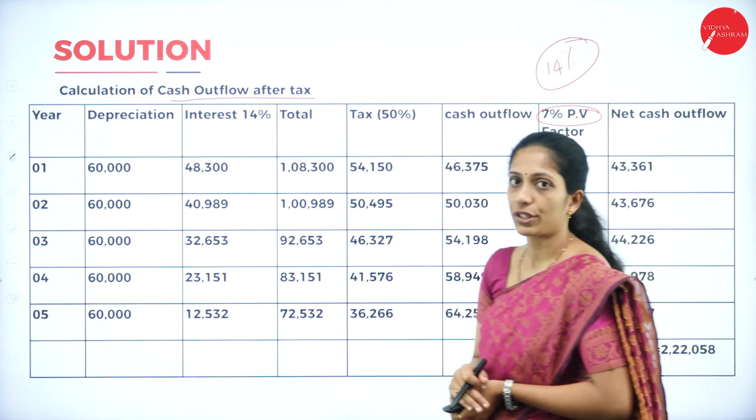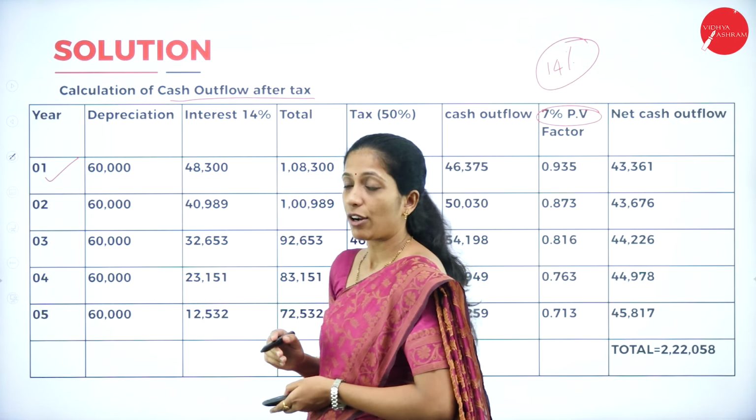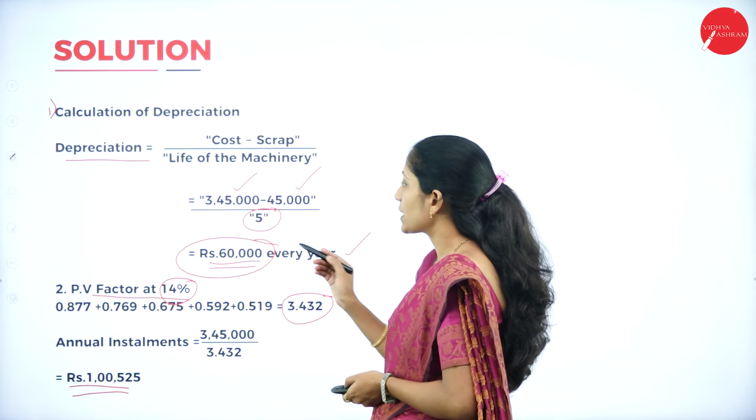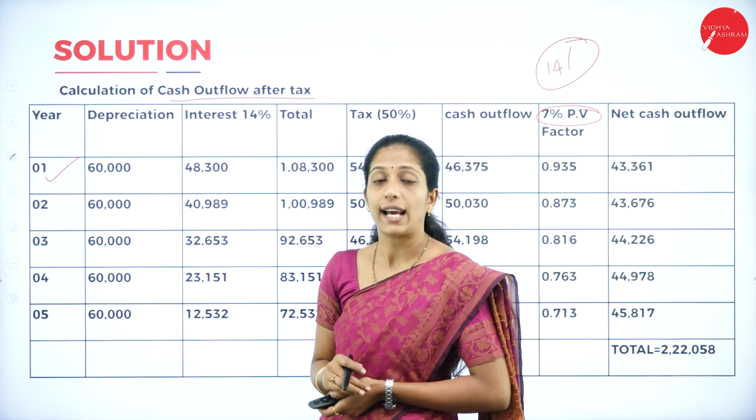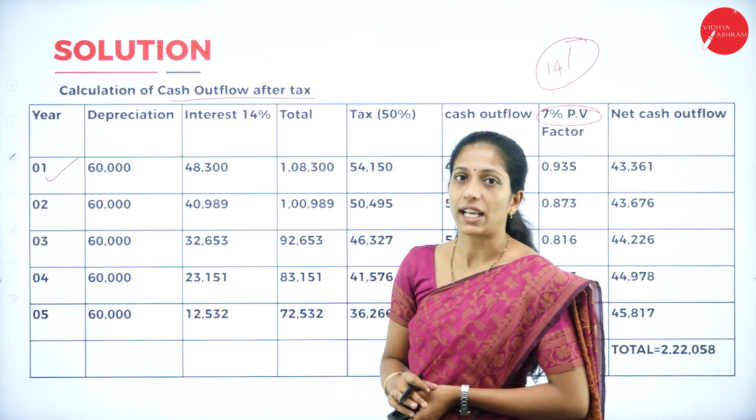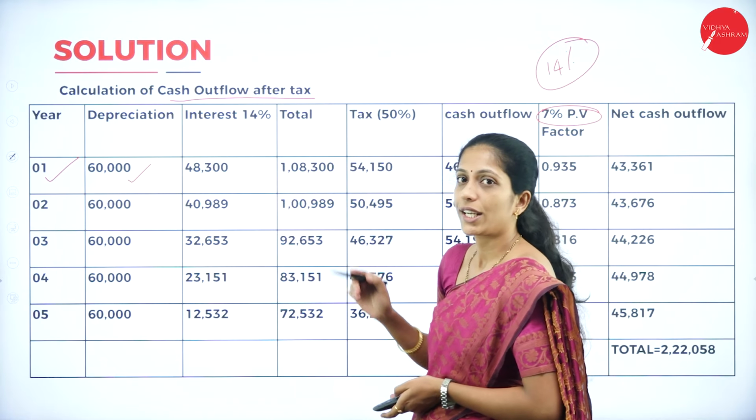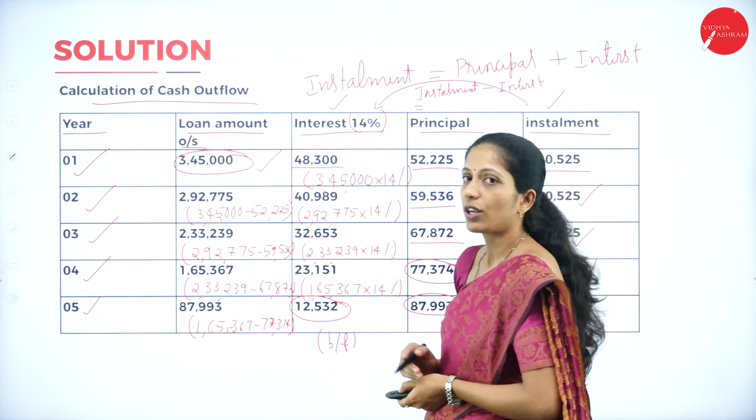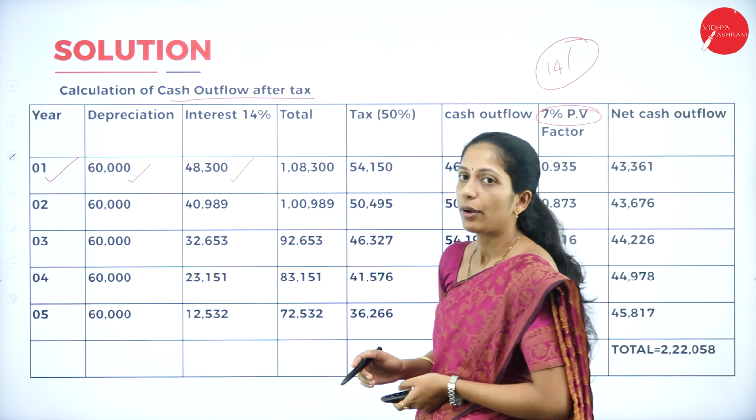Let us see how we are going to calculate. Now come to the first year. What is the depreciation? We had already calculated it, right? It is 60,000. Since we are going to calculate on the straight line method, the depreciation remains the same for all the 5 years. So first year depreciation is 60,000. Interest we have already calculated, 48,300 in the first year. Record the same amount.